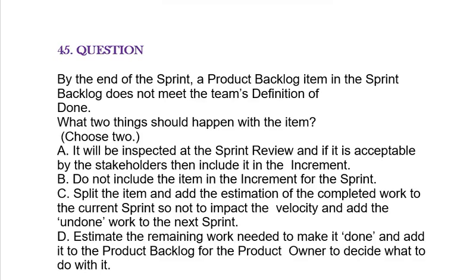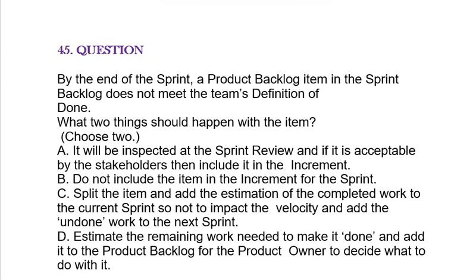Question is, by the end of the sprint, a product backlog item in the sprint backlog does not meet the team's definition of done. What two things should happen with the item? Option A, it will be inspected at the sprint review and if it is acceptable by the stakeholders, then include it in the increment. Option B, do not include the item in the increment for the sprint.